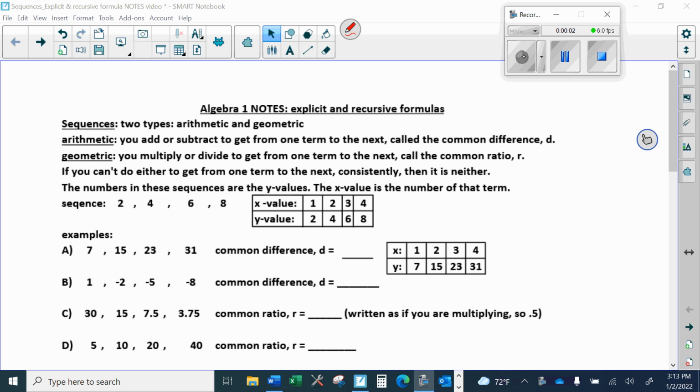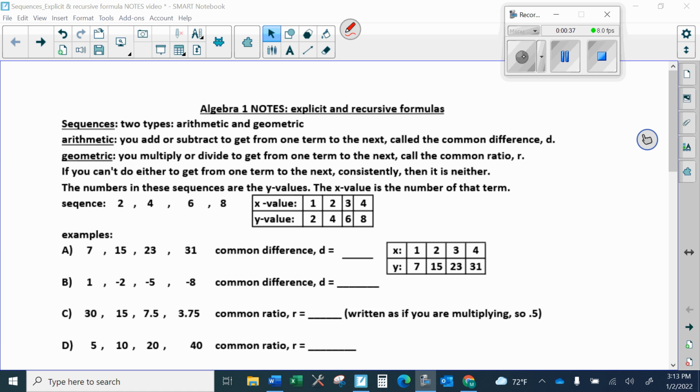Okay, students, we're going to now start talking about explicit and recursive formulas, dealing with arithmetic and geometric sequences. Whether you knew what they were called, I don't know. You've done these from probably elementary school on. What you haven't done yet would be writing the explicit and recursive formulas, perhaps. I don't know if you did in 8th grade math or not.